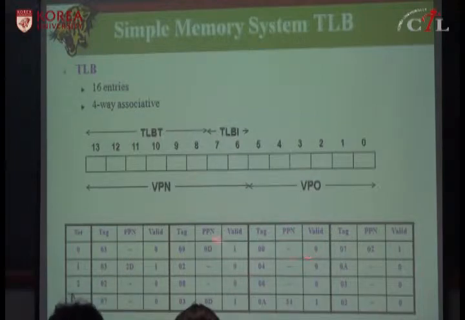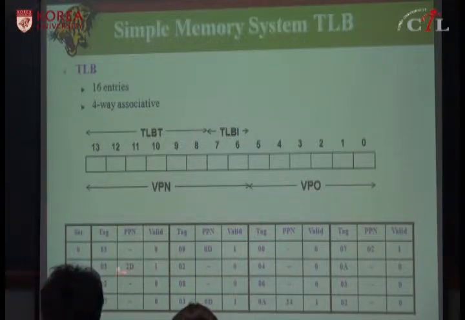TLB is 16 entry. Okay? Some of them are invalid, some of them are valid. For valid, you have this physical page number. Okay?